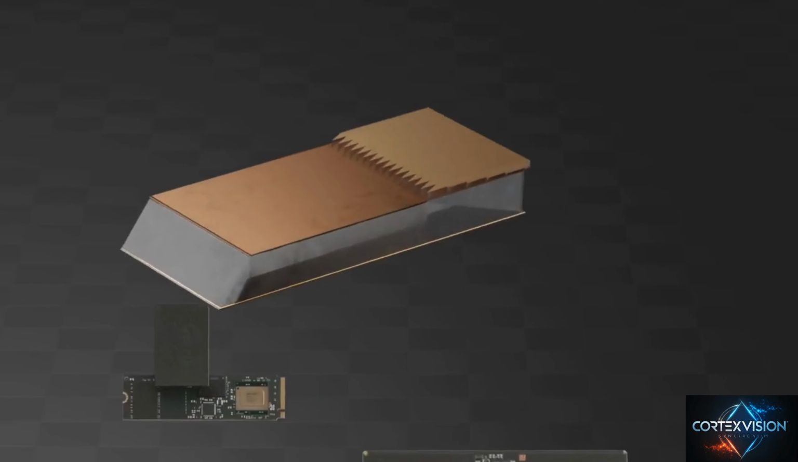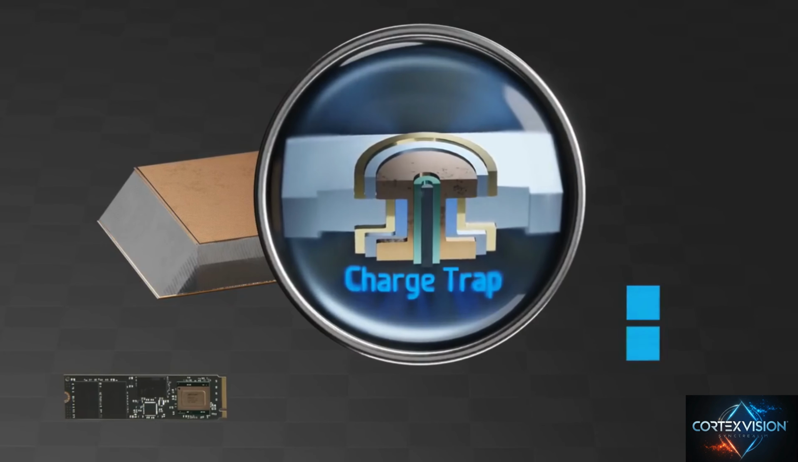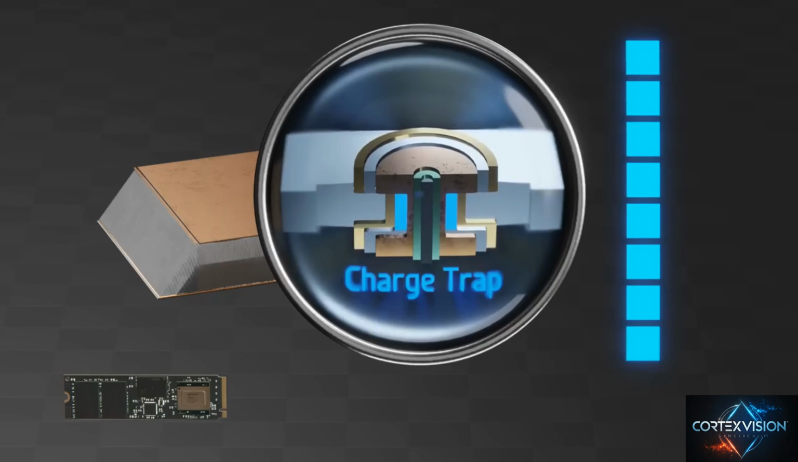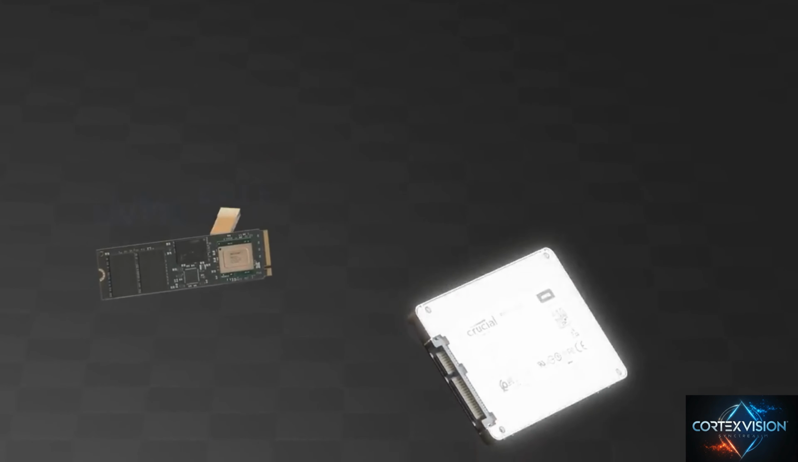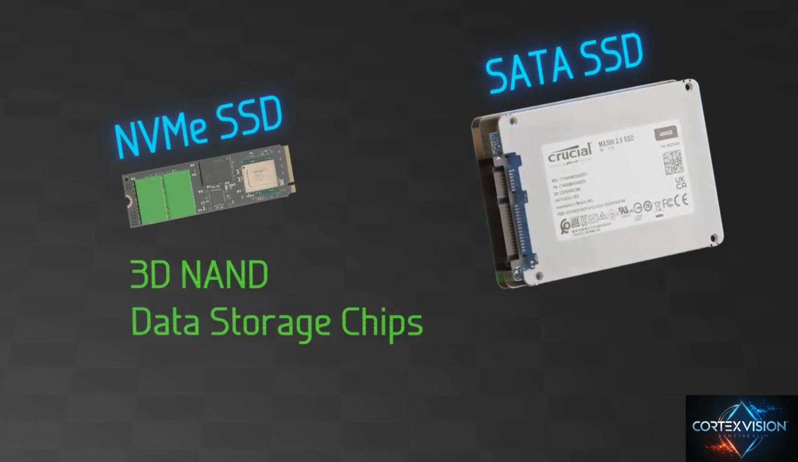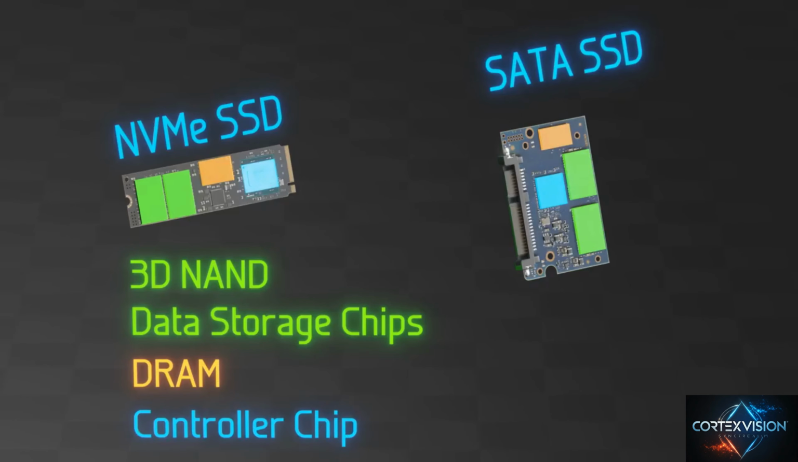Zooming in on a single SSD memory cell, we find a charge trap which stores different levels of charge, allowing for 3 bits of data to be more permanently saved. Looking at the NVMe and SATA SSD, both have a few 3D NAND data storage chips, a DRAM chip for buffering and holding the data mapping table, and a controller chip.